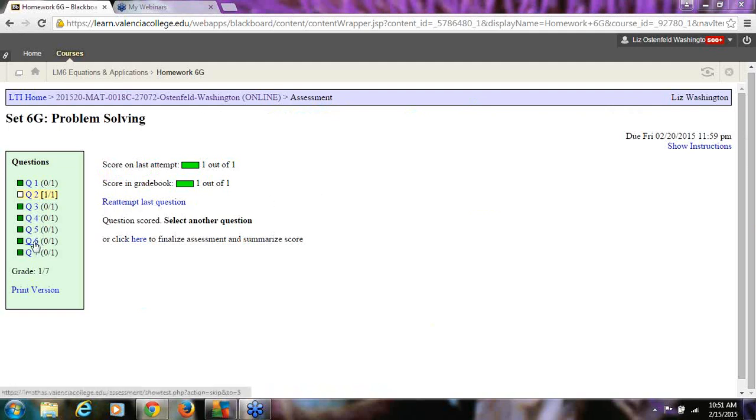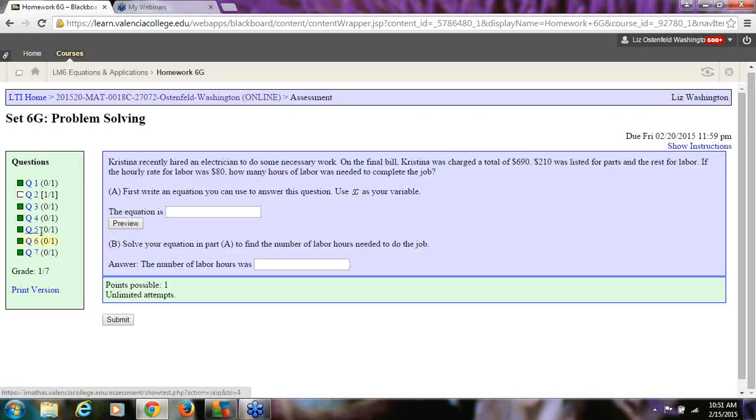Let's go to number 6. Okay. It says, let me get my pen back. It says, Christina recently hired an electrician to do some work. On the final bill, Christina was charged a total of, and this is just how I do word problems. Whenever I read them, I just like to jot down what seems to be important. So a total of $690. $210 was listed for parts.